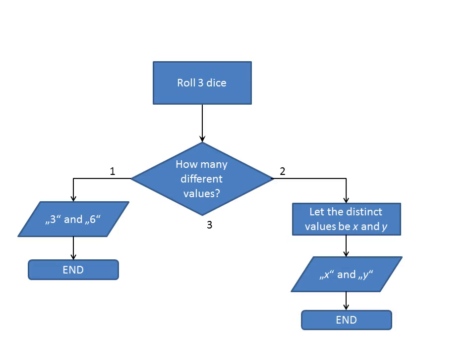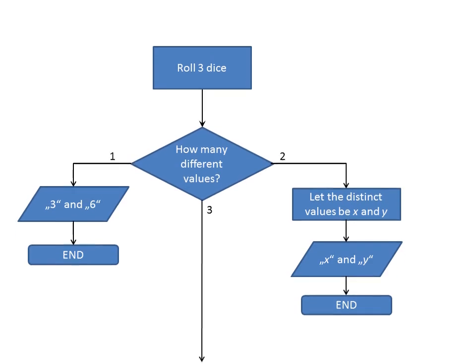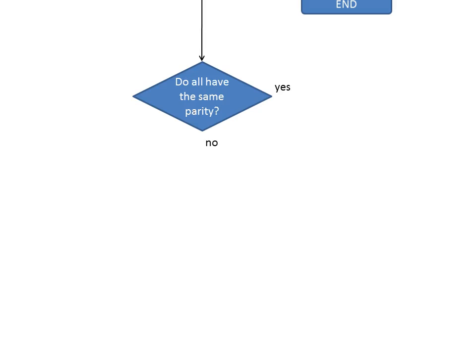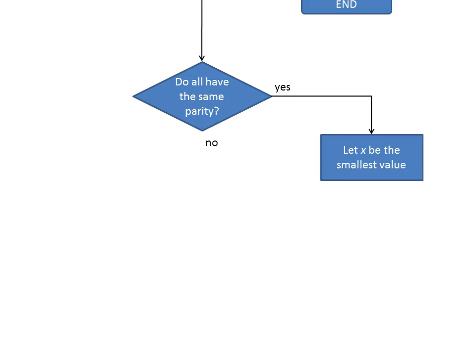And if there are 3 different values, all 3 dice show different values, then our next question is, do all have the same parity? Are they all odd or are they all even? Or do we have mixed parity? So there's another yes or no question. If the answer is yes, so we either have all odd or all even, then we let x be the smallest of these values and output x and x plus 3 and are done.